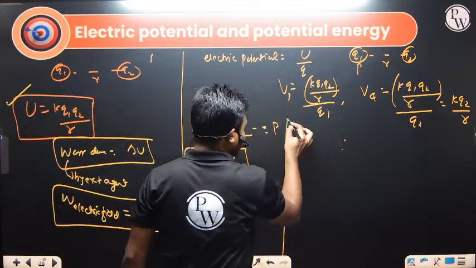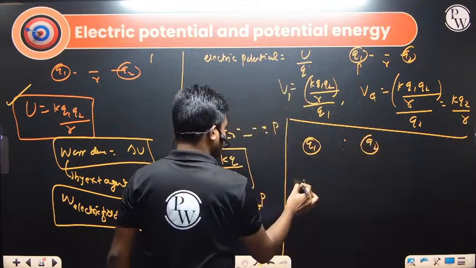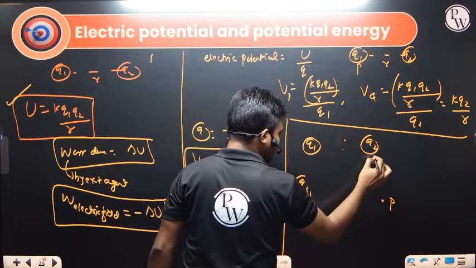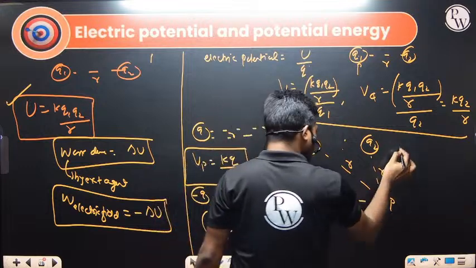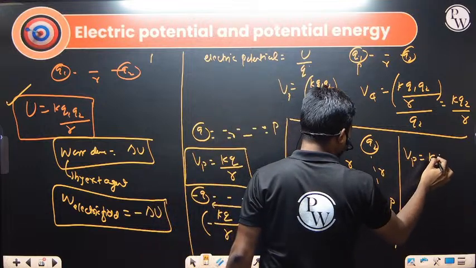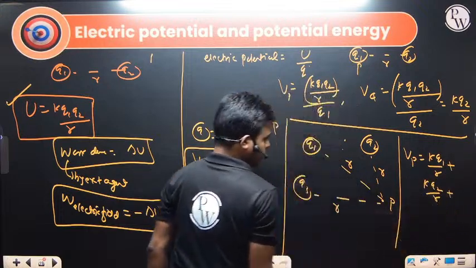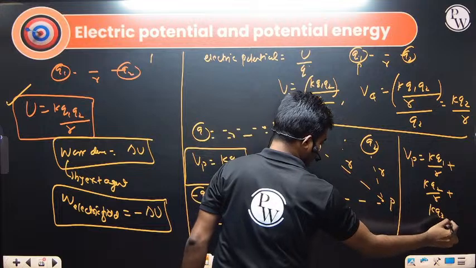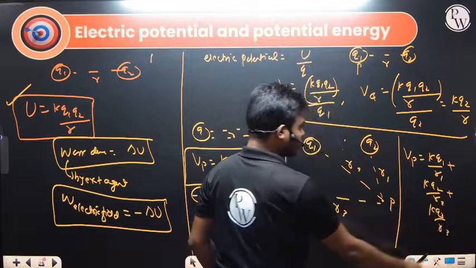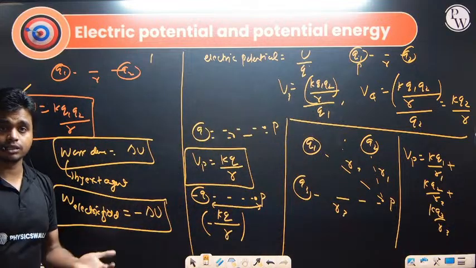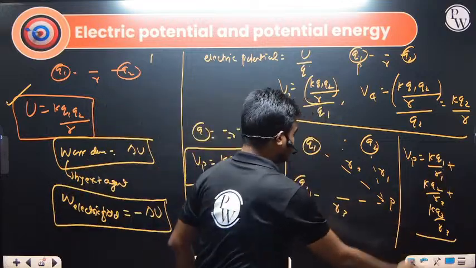If you have multiple charges, Q1, Q2 and Q3, and at this particular point we want to calculate the electric potential, with distances R1, R2 and R3, then the electric potential at point P is K Q1 by R1 plus K Q2 by R2 plus K Q3 by R3. We have to add these just like scalars, just like we add numbers, 3 plus 2 is equal to 5. Like that we will be adding the electric potentials.